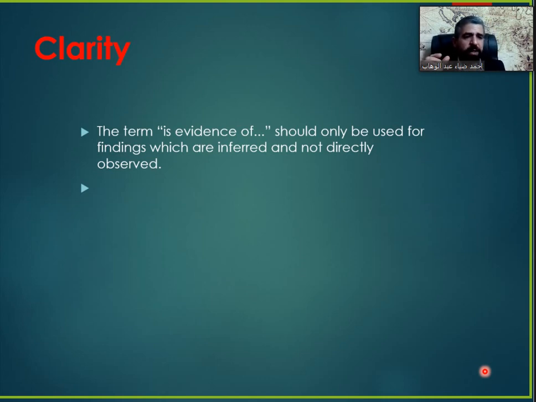For example, you don't write no evidence of pleural effusion. Pleural effusion, you see it. So you write no pleural effusion. These are directly observed findings. While portal hypertension, you don't see it directly. You write no evidence of portal hypertension, because you don't see the portal hypertension. You see the effect of the portal hypertension, while you see pleural effusion. So you write no pleural effusion. That's it.